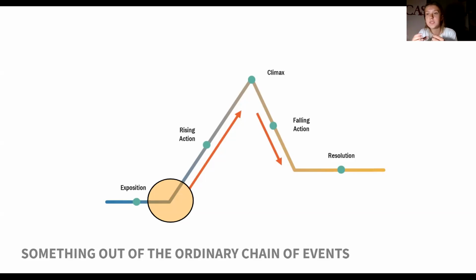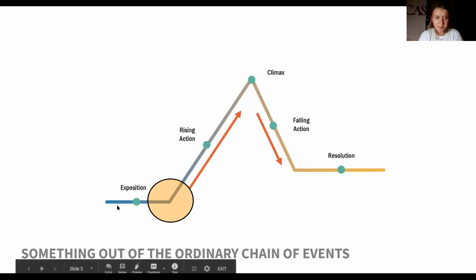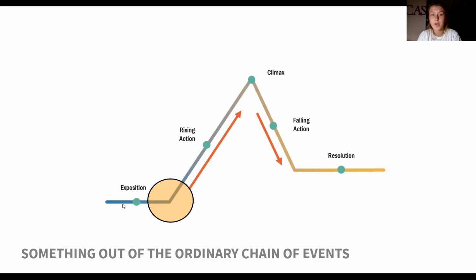So it's the first thing that is different from our normal, right? The reason why this is flat is because this is normal. The character's life is normal. There's nothing strange about it.